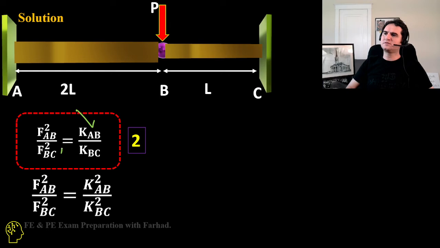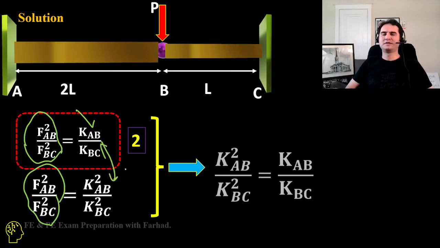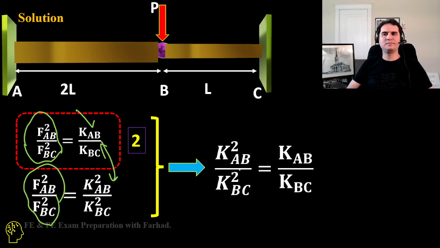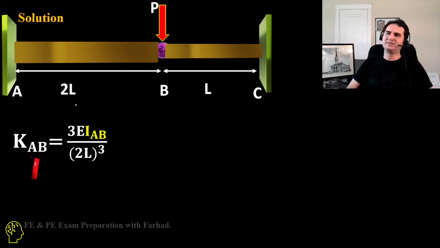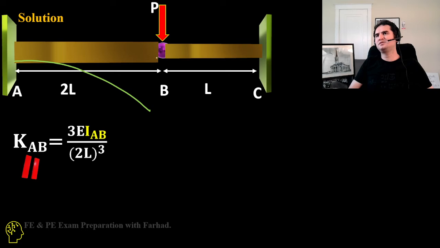So if both of these two are equal to F squared AB over F squared BC, it means these two are equal to each other. So K squared AB over K squared BC is equal to KAB over KBC, so we can cancel out one of them. It just says the ratio of their stiffness should be 1. Knowing that the ratio of the stiffness is equal to 1, we can move on and, for example, consider part AB as a cantilever beam.